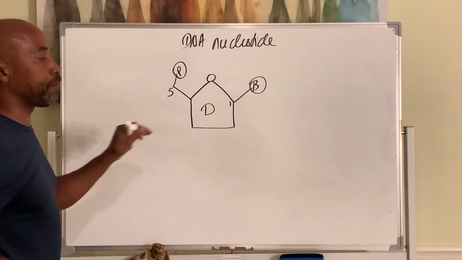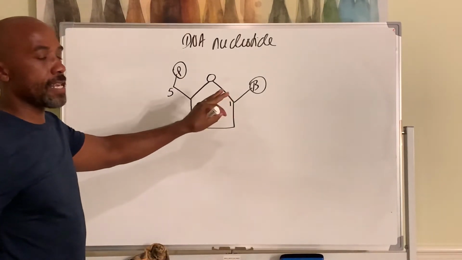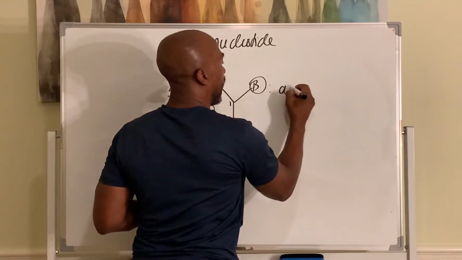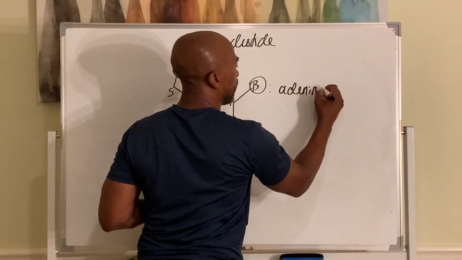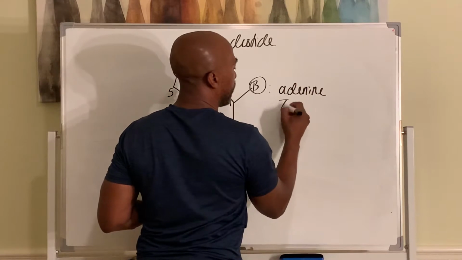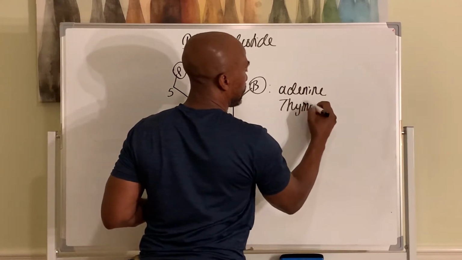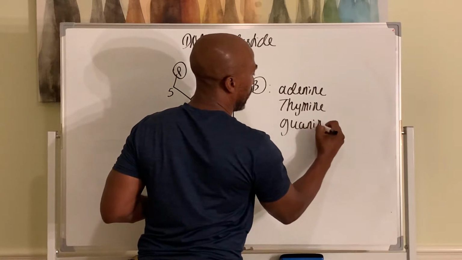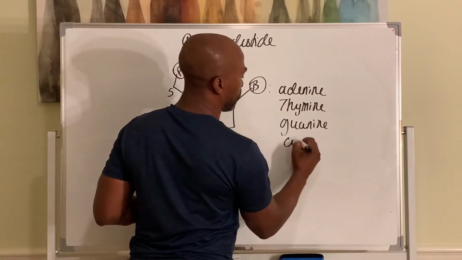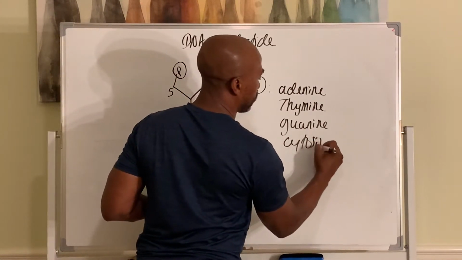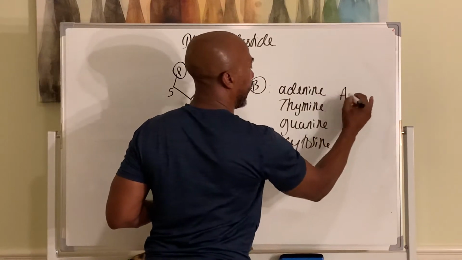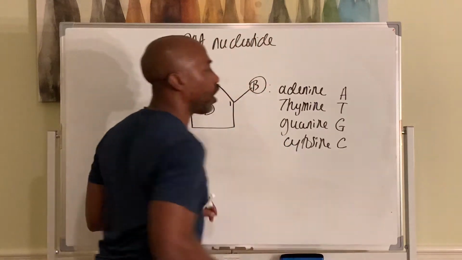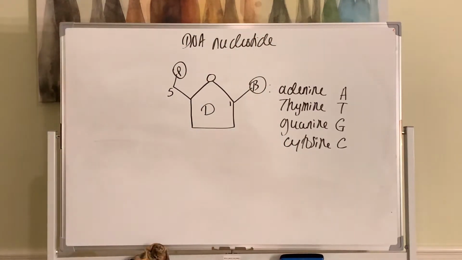And in this case, the possible bases that you find in DNA are adenine, thymine, guanine, and cytosine. Okay, sometimes we refer to them as just A, T, G, C, the possible bases found in DNA.